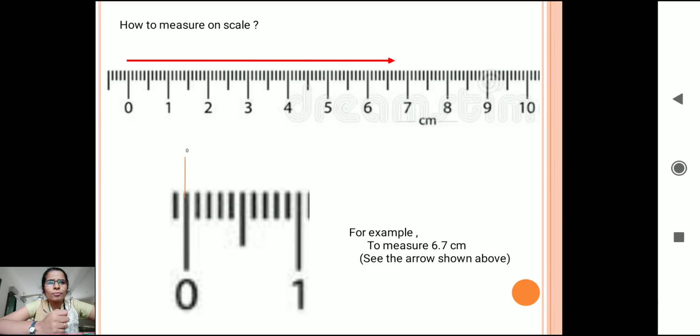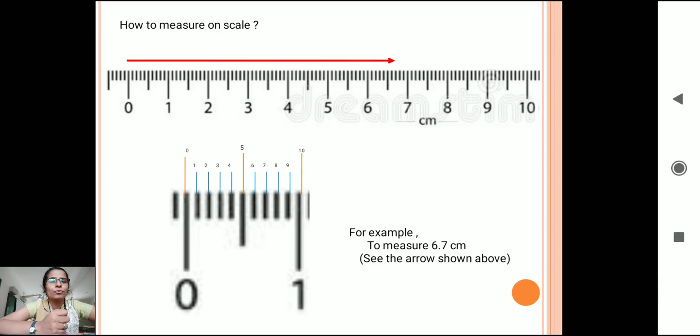How to start with 0? See, 0 is 0 only, and then next is 1, then 2, then 3, then 4, and then 5, and then 6, 7, 8, 9, and 10. I am telling you what the lines between 0 and 1 indicate. From 0 to 1, how many lines are there? We've calculated, that is 10 lines. If we count the first line also, then the 10th point will be the 1 centimeter.